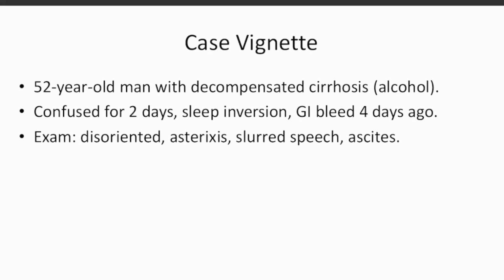Say a 52-year-old man with decompensated cirrhosis, alcoholic. He has developed confusion for the last 2 days. There is an inversion of sleep rhythm, that is, he is sleeping during daytime and awake at night. History of GI bleed 4 days ago. On examination, he is disoriented and has asterixis, slurred speech, and ascites. Question is, what is your most likely diagnosis?